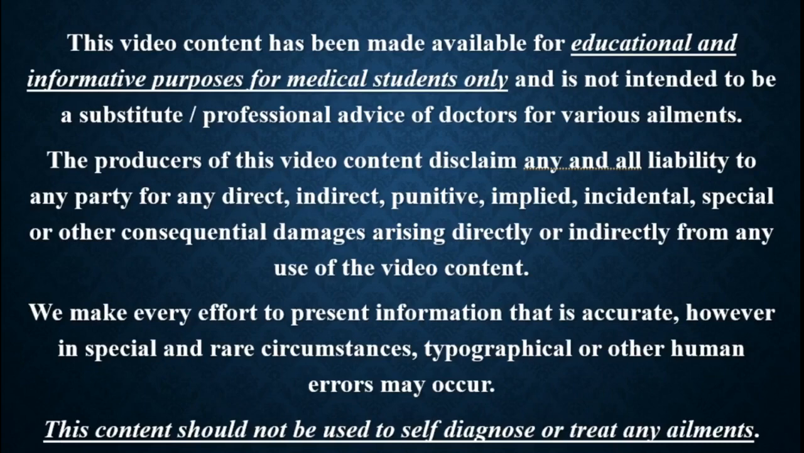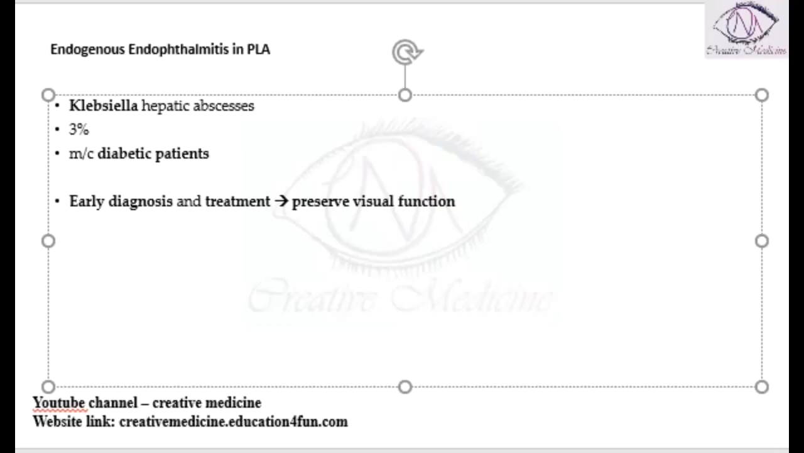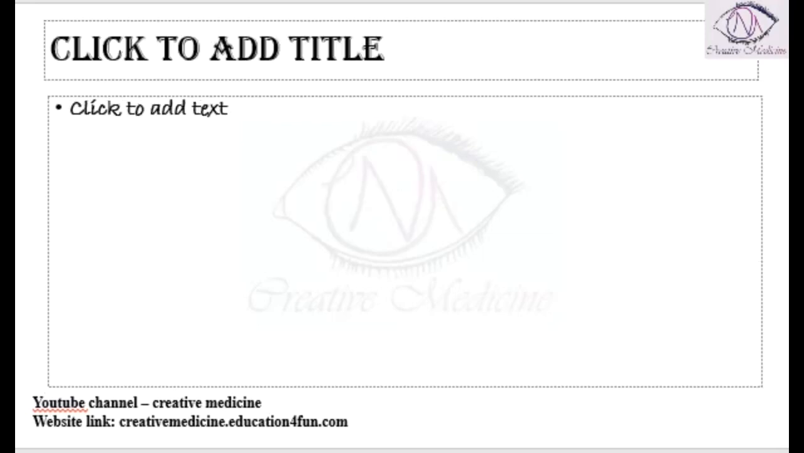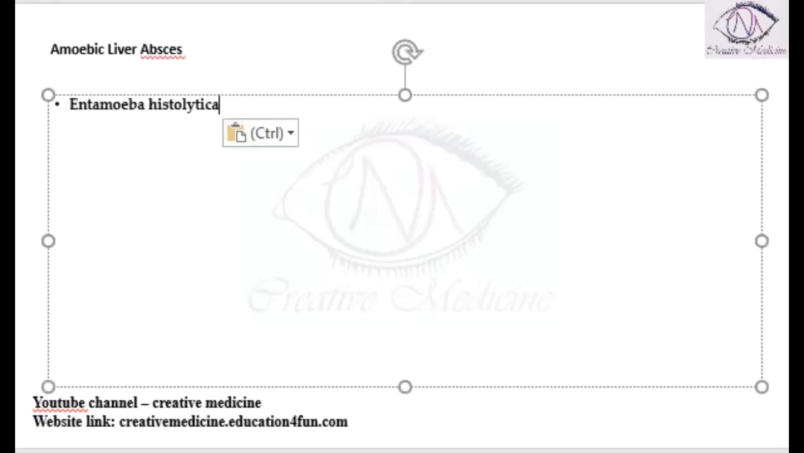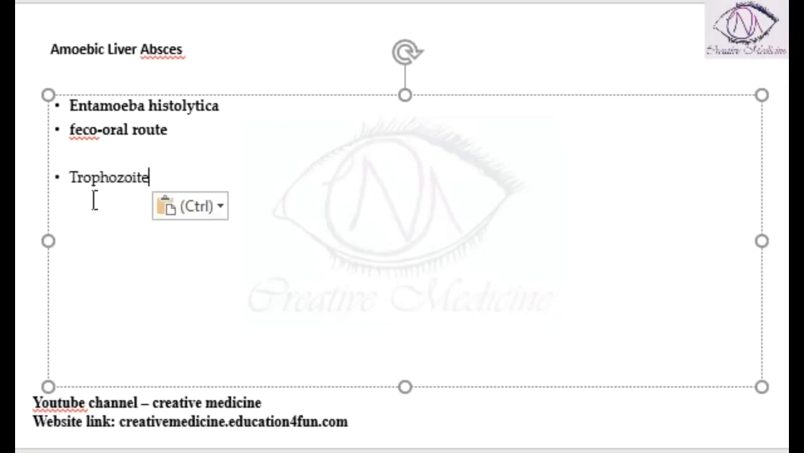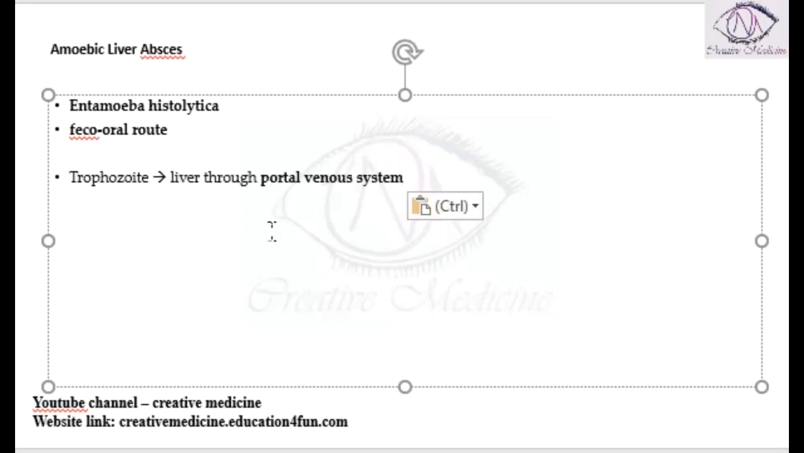In this lecture, we will learn about amoebic liver abscess. Amoebic liver abscess, as the name says, is caused by Entamoeba histolytica. Because it is caused by Entamoeba histolytica, the patient gets the infection through a feco-oral route. From the feco-oral route, the trophozoites enter the digestive system, and from there they reach the liver through the portal venous system, where they cause an abscess.